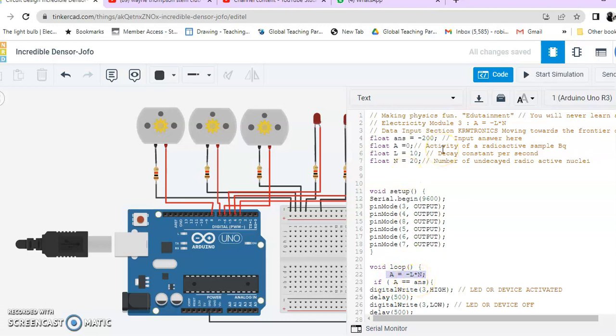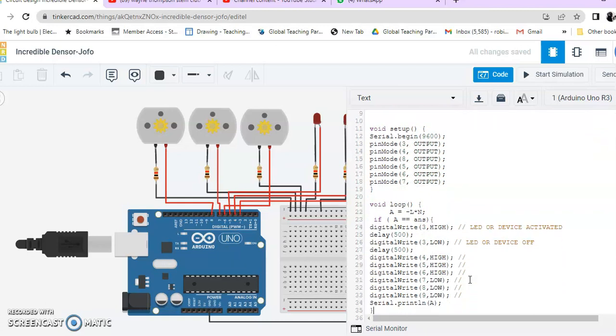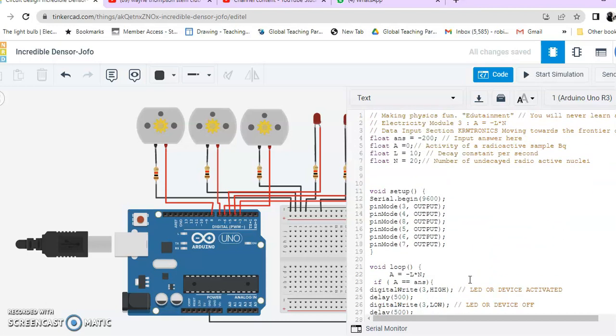For my coding, what I want to show is if the student inputs the right answer here, where we have input answer, then a series of things will happen. That will allow us to activate the motors, and that will allow us to activate the LEDs as well. If the answer is wrong, then the LEDs and the motors will not be activated. That is the rationale behind the code. The whole idea was making physics fun, and we have it as edutainment.